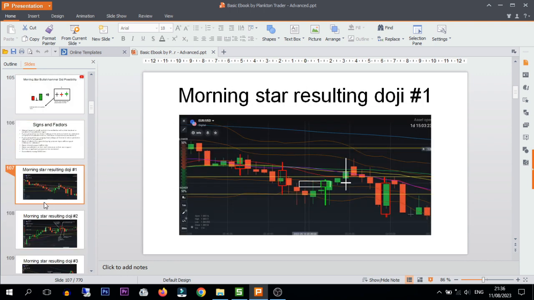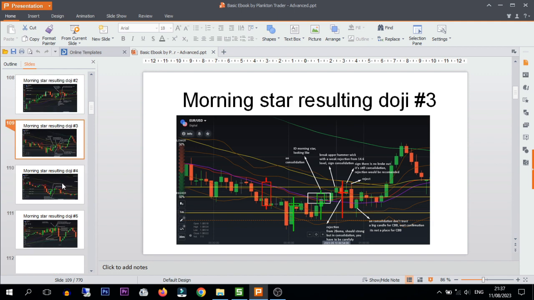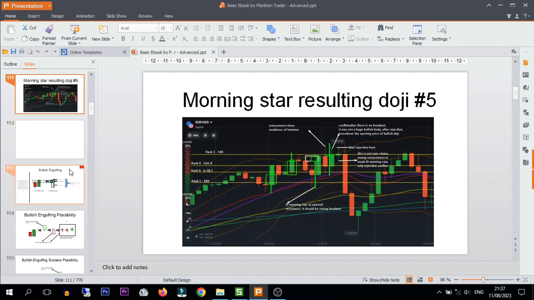So here basically we are answering the why. Why is the bullish hammer making a doji, why is the bullish hammer making a bearish one? That is the answer here. So this is with examples.